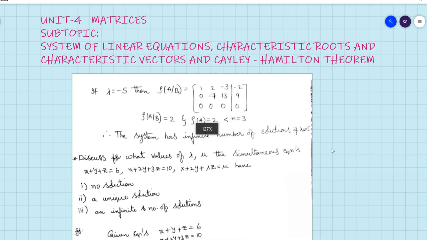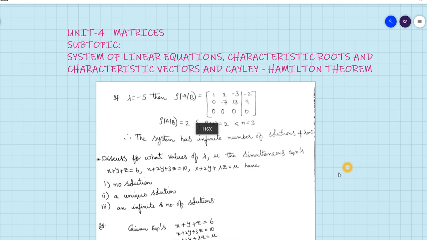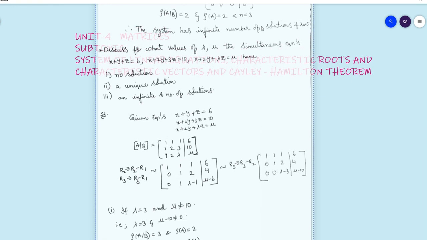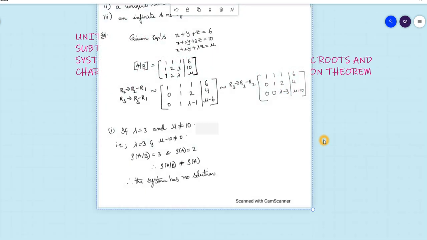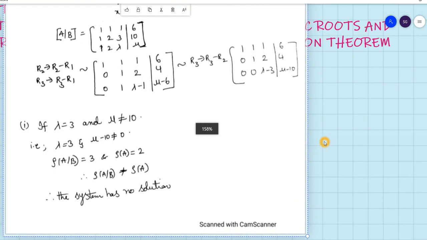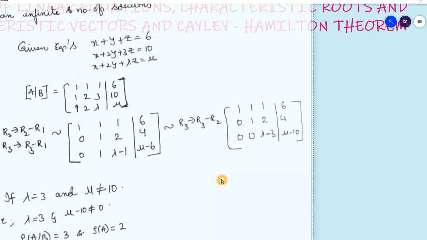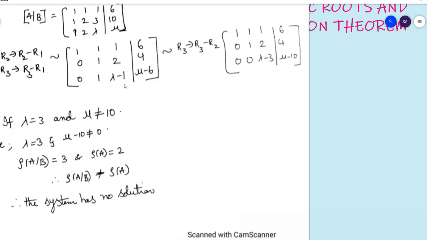Here is your problem. Discuss for what values of lambda, mu the simultaneous equations x plus y plus z equals 6, x plus 2y plus 3z equals 10, x plus 2y plus lambda z equals mu have no solution, a unique solution, an infinite number of solutions.